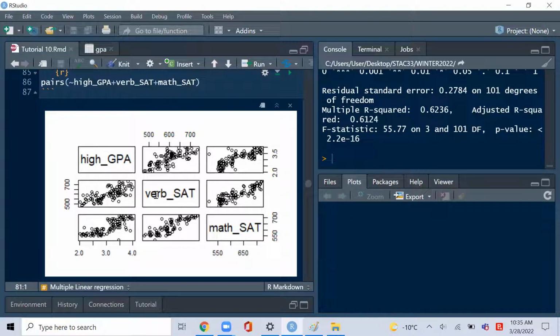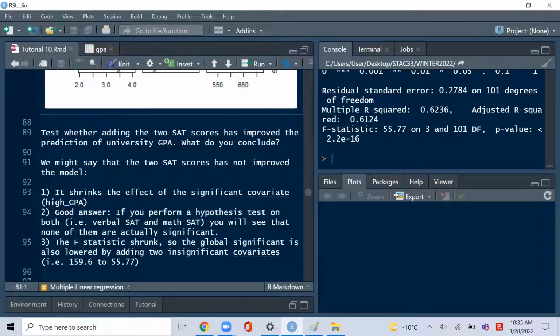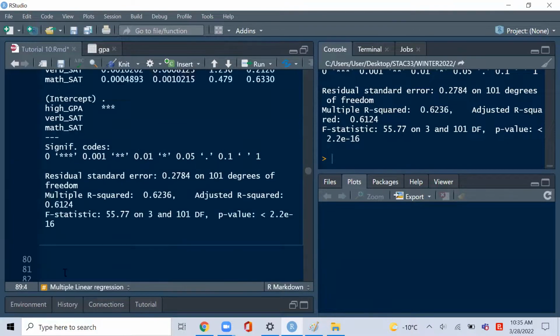They're all highly correlated, which is pretty problematic as it pertains to trying to put together a model that is actually significant. So we probably shouldn't include them all together, basically. But anyways, when the question here asks, test whether the two scores has actually improved your model. So this is actually E.